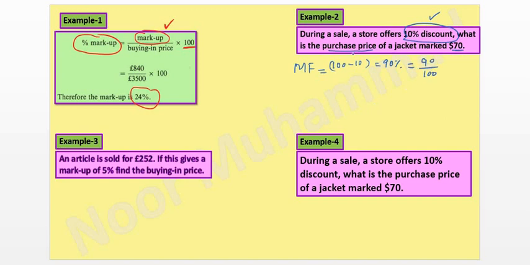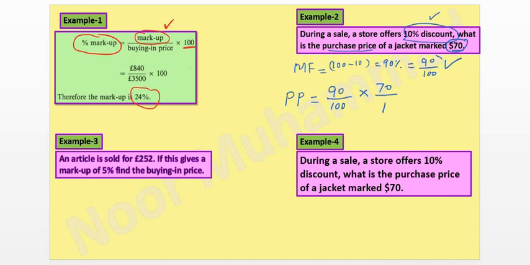And the next step is very simple. Whenever you want to find the purchase price, how will you get it? You will multiply by the multiplication factor. This is the multiplication factor. You will multiply it with the price of that jacket or the price of that item. So it's 70 right now.